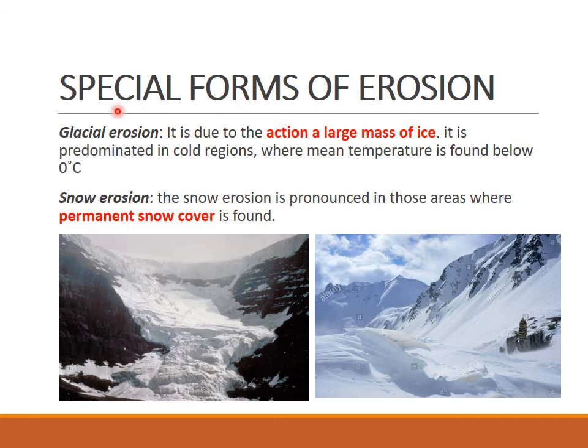Next we will be seeing special forms of erosion, in which the first one is glacial erosion. It is due to the action of a large mass of ice. When a large mass of ice is being eroded, it is called glacial erosion. Then snow erosion. Snow erosion is seen in areas where there is permanent snow cover.